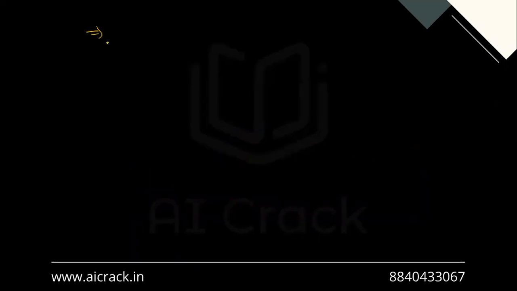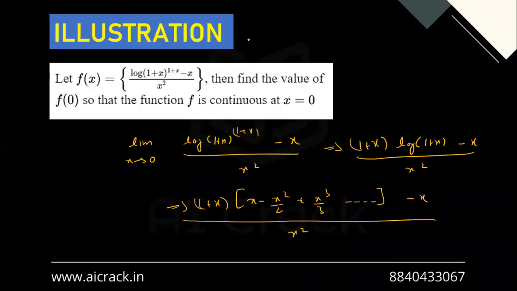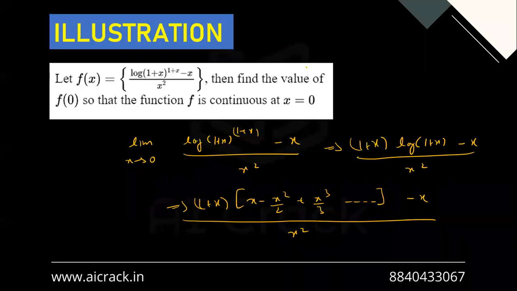Now let's try to simplify it further. So basically I can see that I'll get x minus x square by 2 plus x cube by 3 and so on over here, and also plus x times (x minus x square by 2 plus x cube by 3 and so on), minus x, divided by x square.